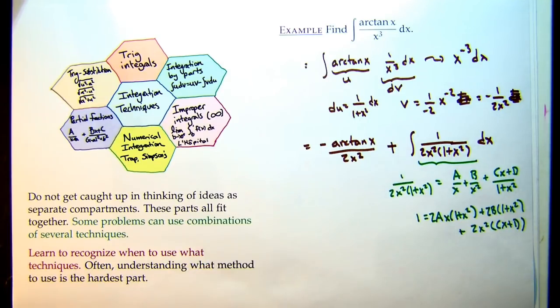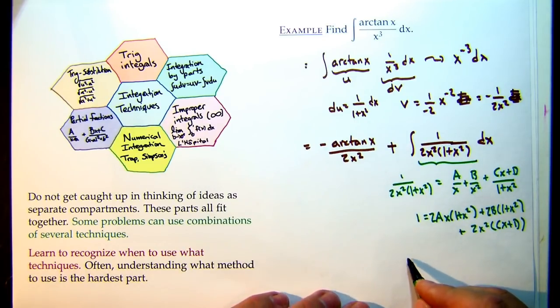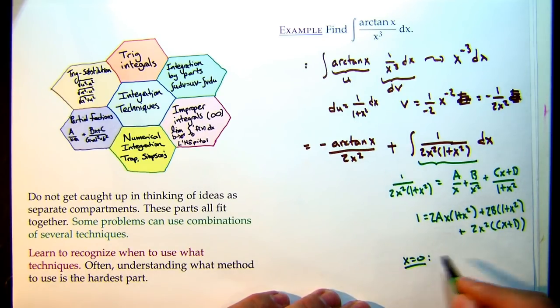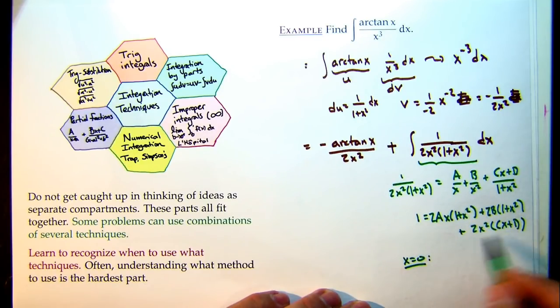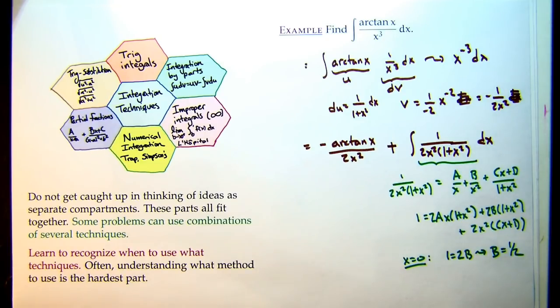Okay. So what happens next? Well, what happens next is we start solving. Now, in this particular problem, you'll see that there's one good choice for x right away. If you choose x equals 0, then what will you end up with? Well, 1 equals 0 plus 2b plus 0. So 1 equals 2b, which tells us that b equals 1/2. Unfortunately, that's more or less the last good choice for x.